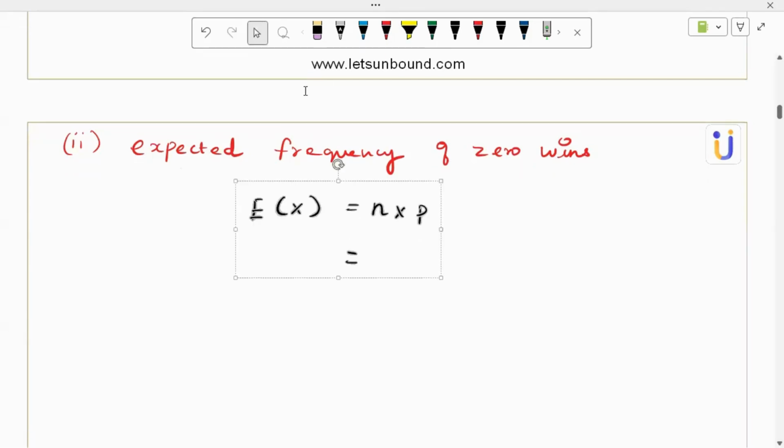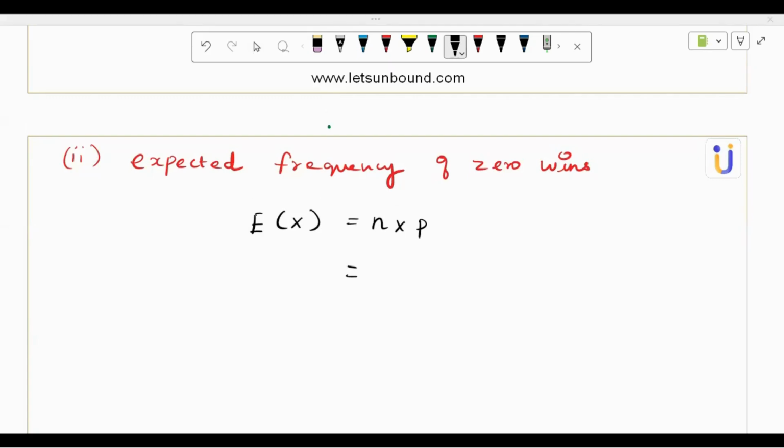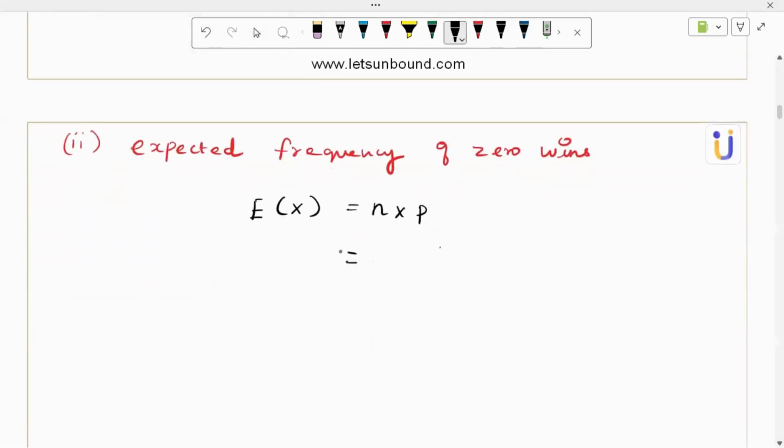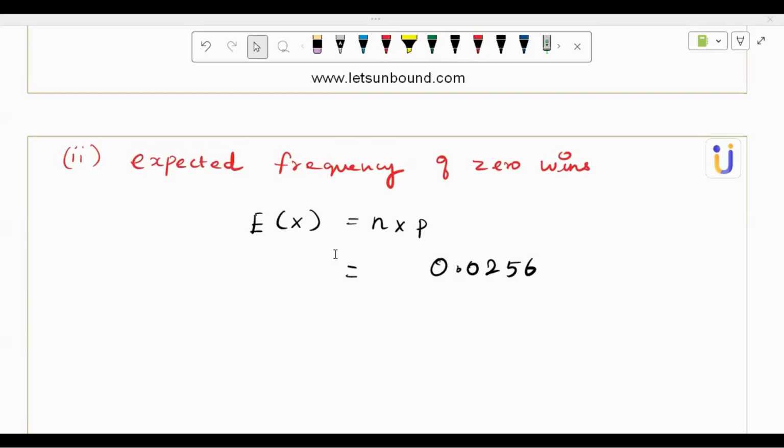Okay, so now the expected frequency of 0 wins. Expected frequency is N times P. It's quite simple. Just now we have calculated the p-value, which is 0 wins probability 0.0256. And this is not for per 4 blocks or something, right? So N here, we should not mention 4. It's going to be 60. Where I got the 60, the total frequency.